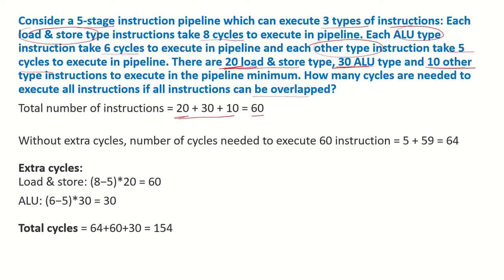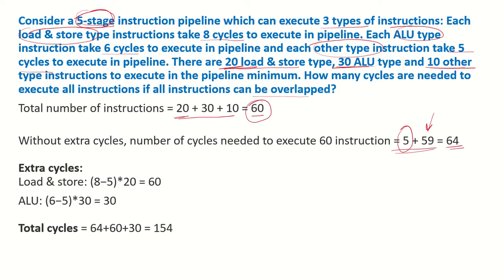So let's say that there were no extra cycles that were required. So each instruction would require 5 stages to execute. So in that case, the first instruction would require 5 clock cycles, and the remaining 59 of these 60 would be completed in 1 cycle each, so they would require 59 clock cycles. So the total number of clock cycles that would be required would be 59 plus 5, which is 64.